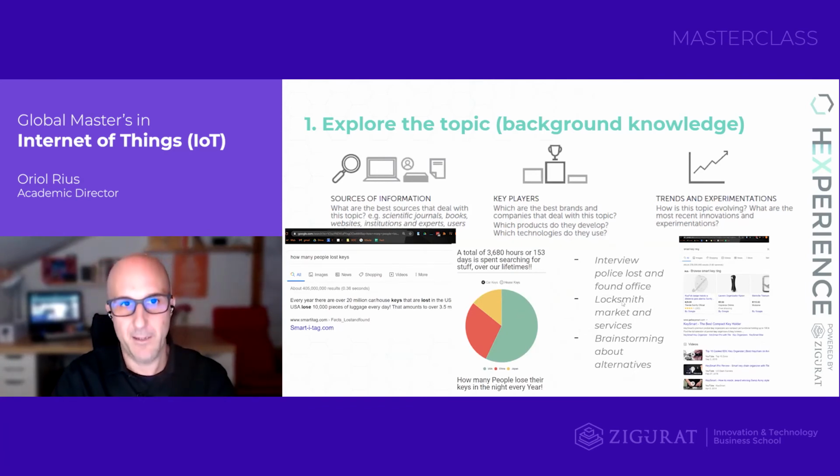Secondly, about the players, maybe we can go out and interview the police lost and found office, or maybe we can go to the market for locksmith services and try to understand what they do to help people who lost keys. And there are many more brainstorming alternatives that you can use. Of course, again, for trends and experimentation, you can go to Google for help.